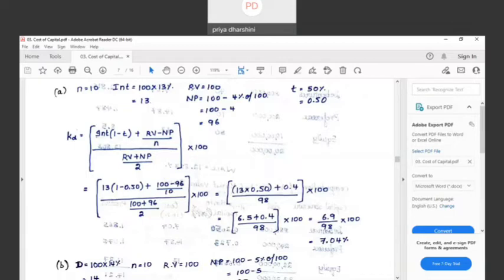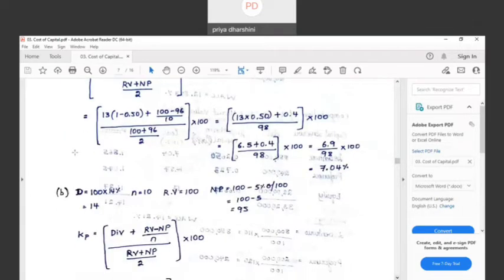Redeemable at par, so redemption value is 100. Net proceeds: 4% is the flotation cost, so 100 minus 4 rupees. Net proceeds is 96 rupees. Tax rate is given as 50%, so T is 0.5. How do you find cost of debt? Interest into 1 minus tax plus RV minus NP by N, divided by RV plus NP by 2, into 100. You get 7.04%.